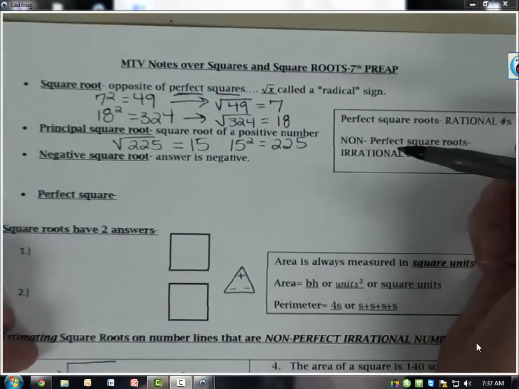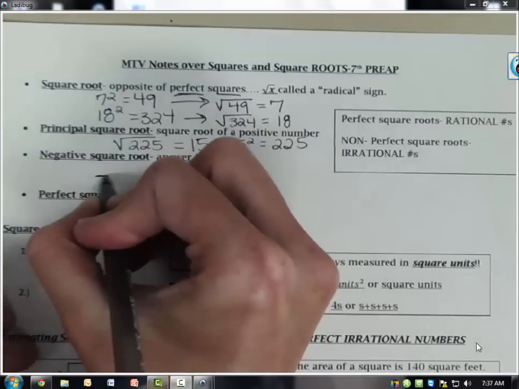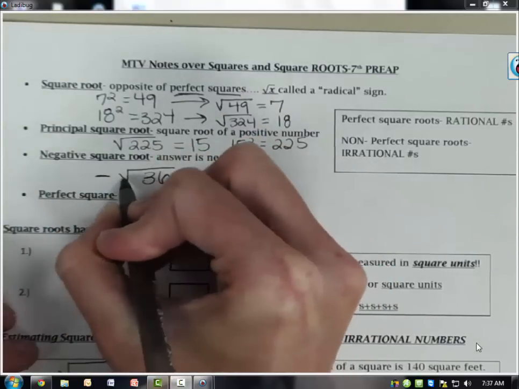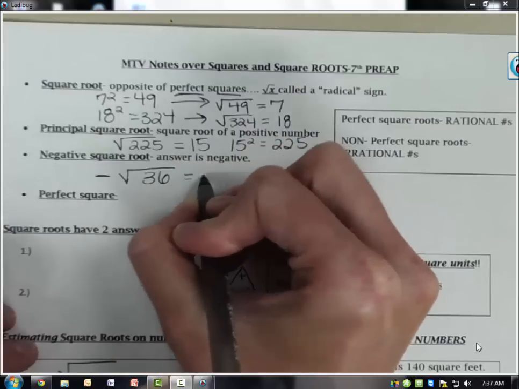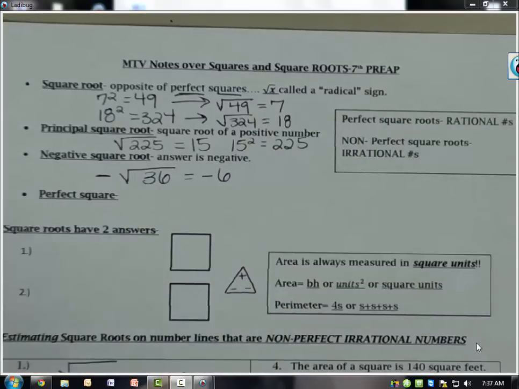Alright, looking at negatives. I'm going through this fast because it's pretty easy. It means your answer is going to be negative. So if you see that negative sign in front of your radical, so if I have negative square root of 36, that's going to equal negative 6. Okay. Now, those are pretty easy definitions.